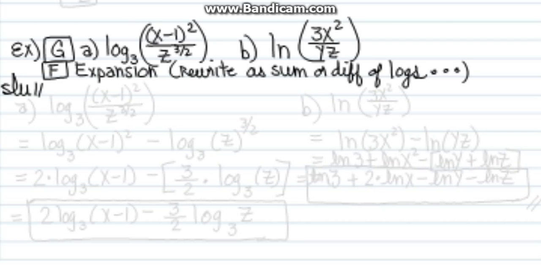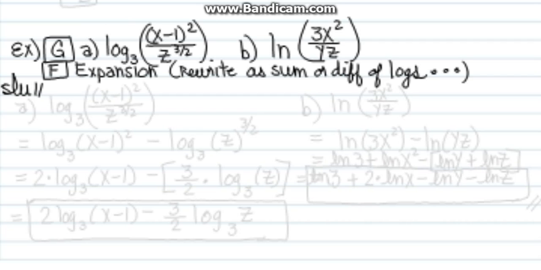Given part A, log base 3 of the number (x minus 1) squared over z to the 3 halves, and part B, natural log of 3x squared over y times z, find the expansion of these logarithms. In other words, rewrite them as the sum or difference of logarithms. We're going to expand these logarithms using the rules of logarithms.